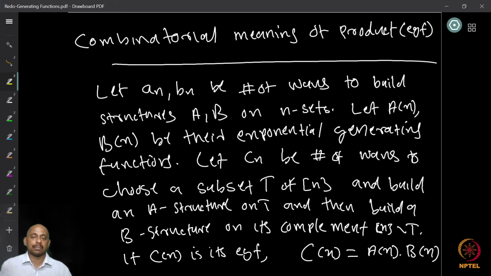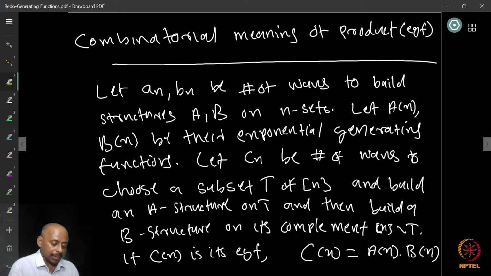We are choosing a subset of 1 to n, so it can be any arbitrary subset. So the number of ways of choosing a subset T, and then building a type A structure on this set T. Once you do this, you build a type B structure on the complement of this set. Let me try to put a nice figure. We will see this later, but this figure may be very instructive to see. So how do I draw this?